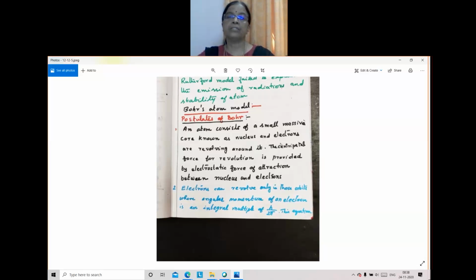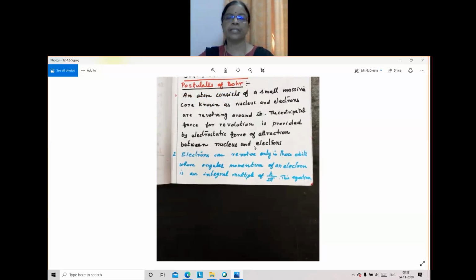An atom consists of a small massive core known as the nucleus. Electrons are revolving around it. So this is common to both. Rutherford also says the same thing. Centripetal force for revolution is provided by the electrostatic force of attraction between the nucleus and the electron. We have already discussed that in the Rutherford atom model. So the first postulate is the same.